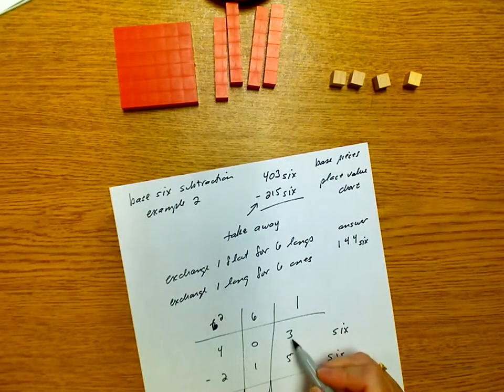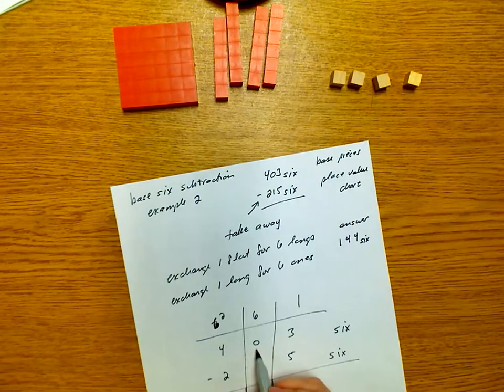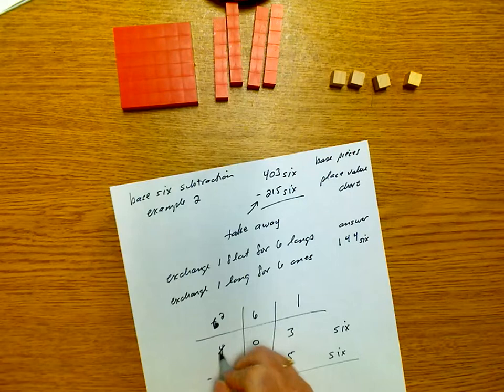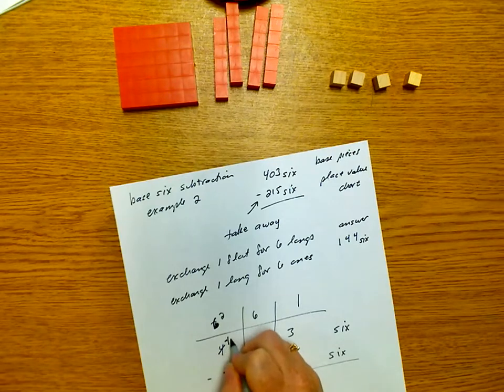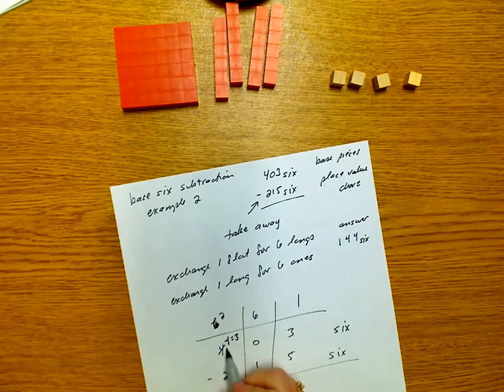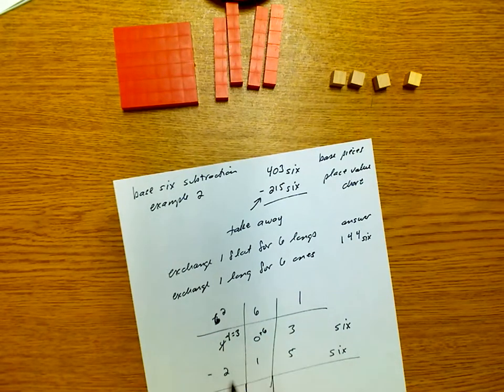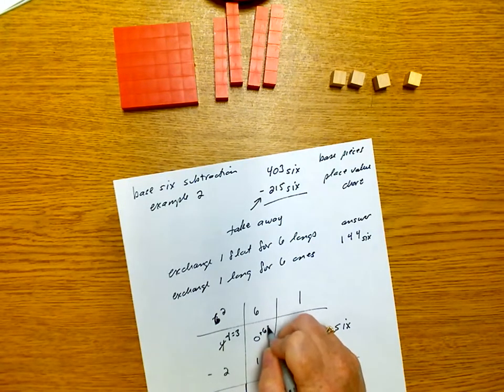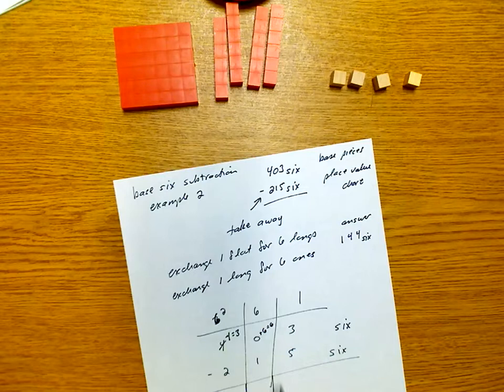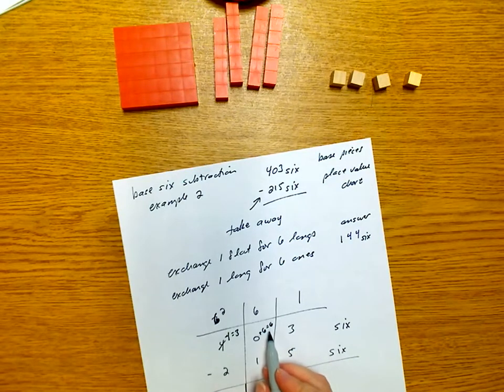Okay, so 3 minus 5. I don't have enough ones to take away 5 ones, so I need to exchange from the longs column. But I don't have any longs that I can use to exchange, so I need to move over 1 more column and exchange a flat. That leaves me with 3 flats. I'm exchanging 1 flat for 6 longs, because I'm in base 6. Now I have longs that I can do an exchange from.